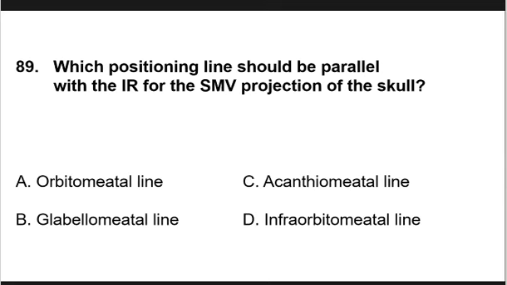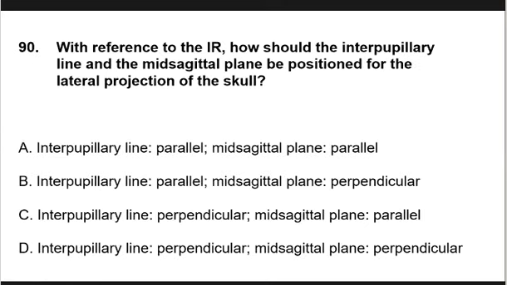So, our answer here is the infraorbitomeatal line for number 89. Next number, number 90. With reference to the image receptor, how should the interpapillary line and the mid-sagittal plane be positioned for the lateral projection of the skull? So in the lateral projection of the skull, what is the position of the interpapillary line and mid-sagittal plane?